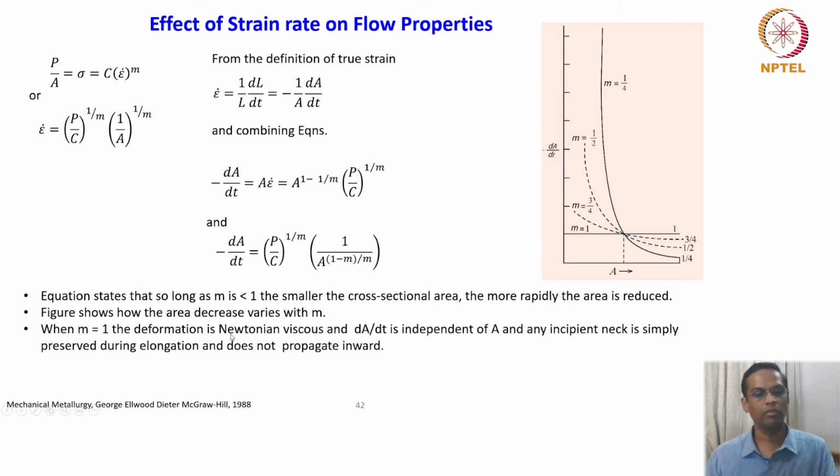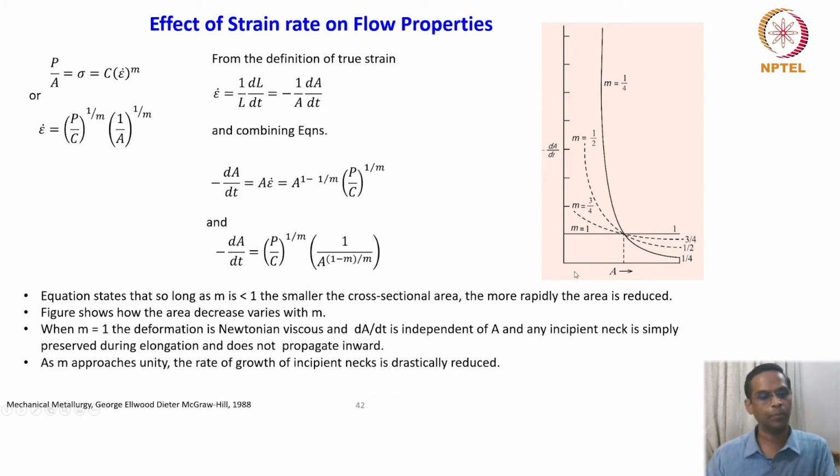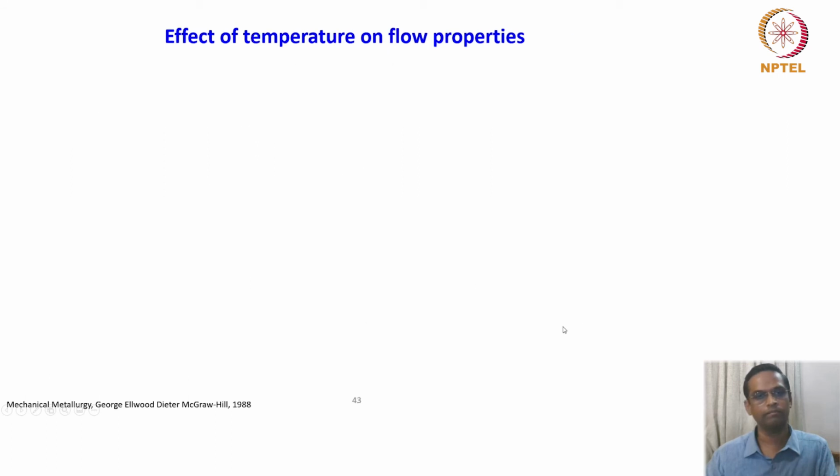When M is equal to 1, the deformation is Newtonian viscous and the dA by dt is independent of A, and any incipient neck is simply preserved during elongation and does not propagate inward. So all these curves indirectly indicate how the material resists necking. This is what you get out of this at the end. As M approaches unity, the rate of growth of incipient necks is drastically reduced.